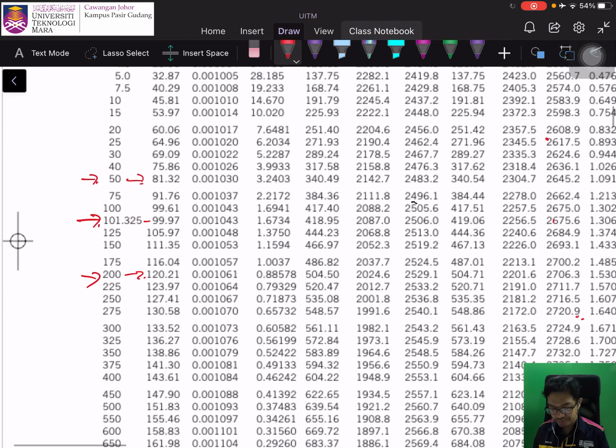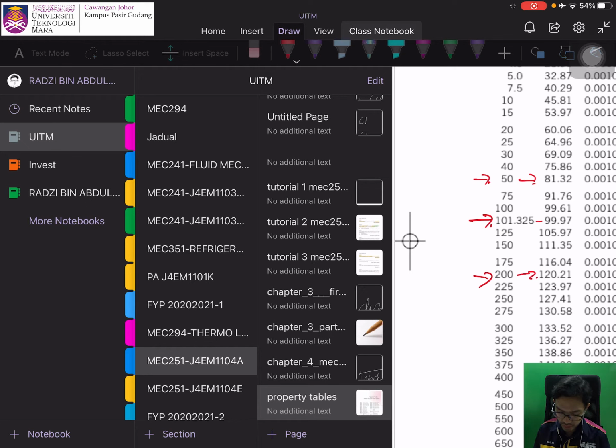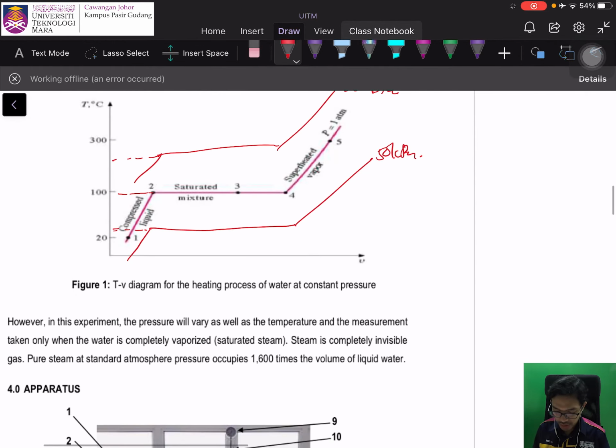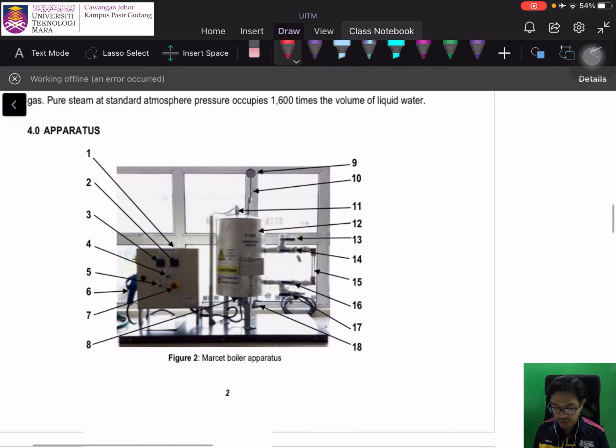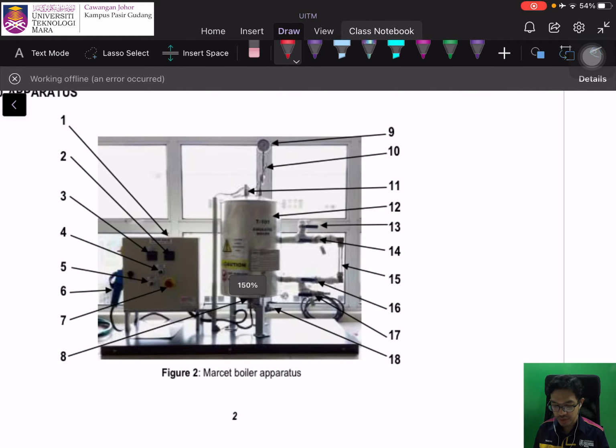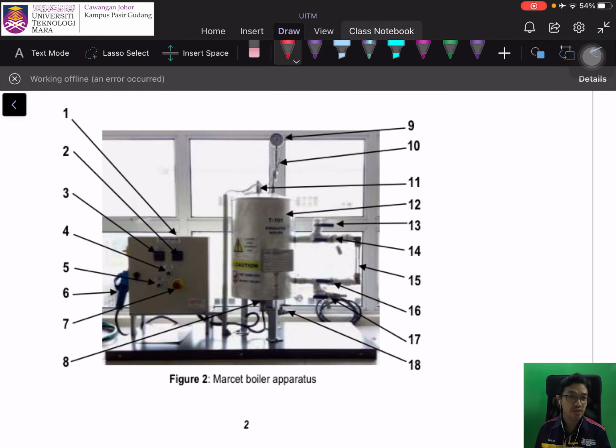Okay, so what you need to do in these experiments, you will do the experiments using the Marcet boiler apparatus. This Marcet boiler apparatus is very useful in order to get the saturated steam at different values of pressure.